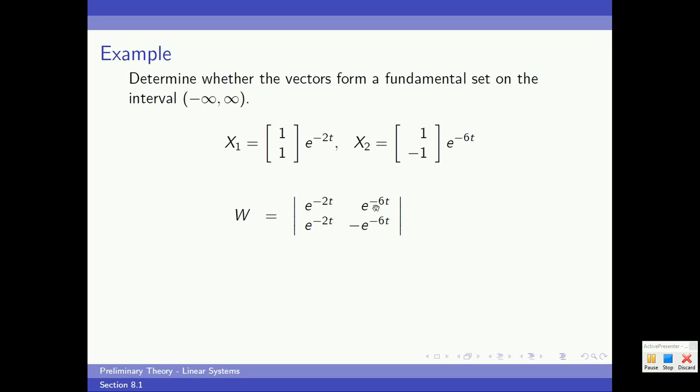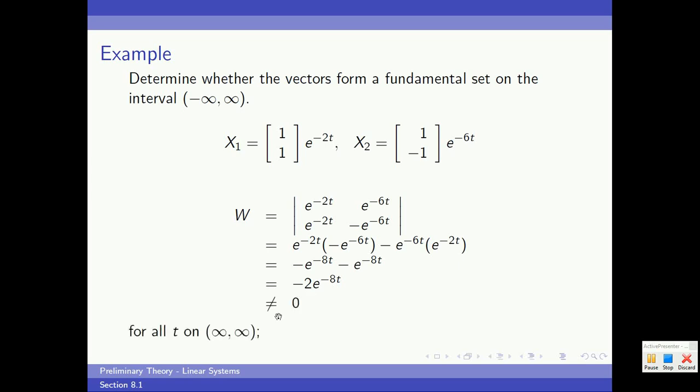And then from there you find the determinant just like we always do. You multiply the diagonal elements, so I'm going to have minus e to the negative 8t. And then I subtract off the product of the off diagonal elements, just like before. Combining them, I get minus e to the minus 8t minus e to the minus 8t, which is just minus 2e to the minus 8t. This is not equal to 0 for all t on my interval of interest. So if it's not equal to 0, then it is linearly independent.